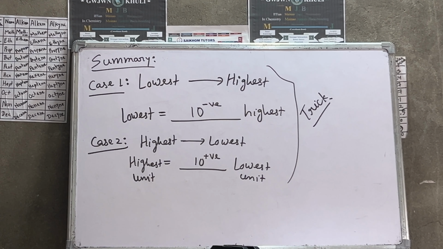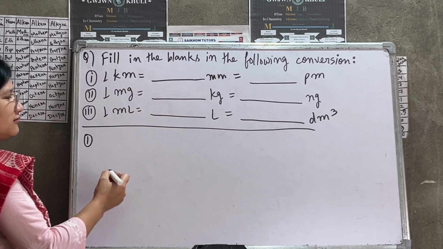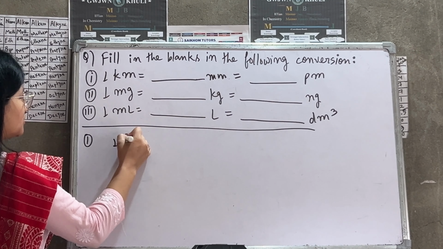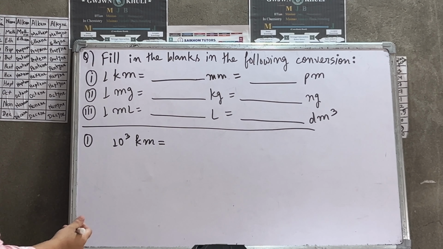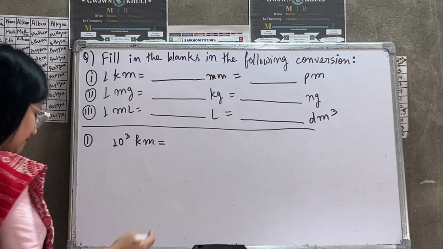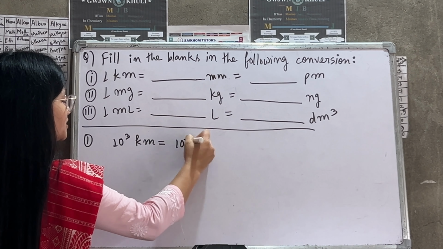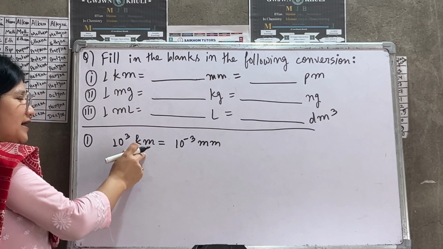Clear? So previously we discussed the table. What is the value of kilometer? From the table it is 10 to the power 3 kilometer. Clear? And the value of millimeter is 10 to the power minus 3 millimeter. This is millimeter, this is kilometer.